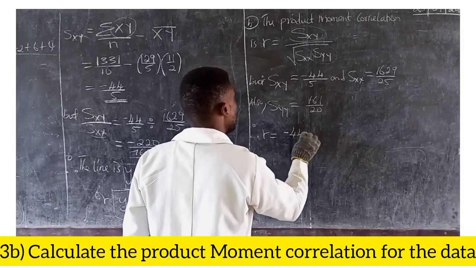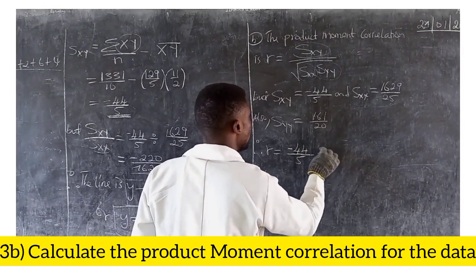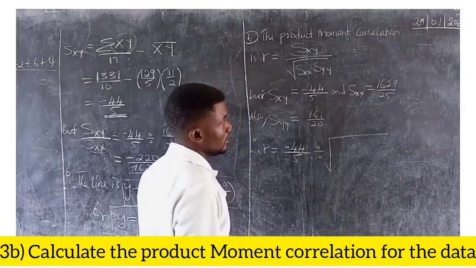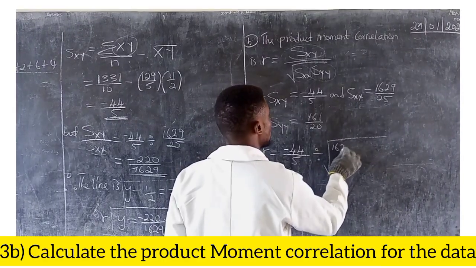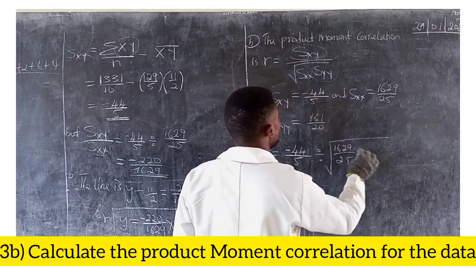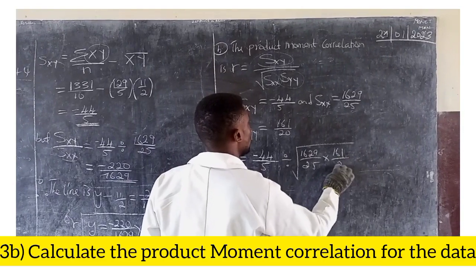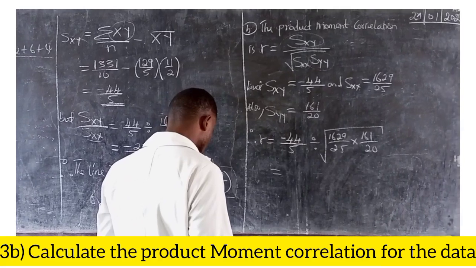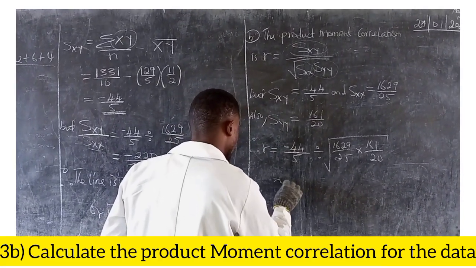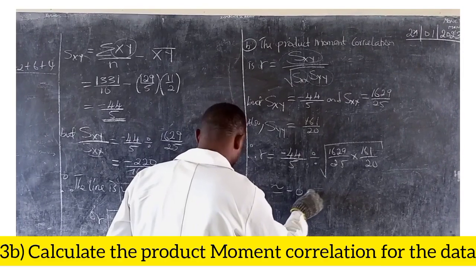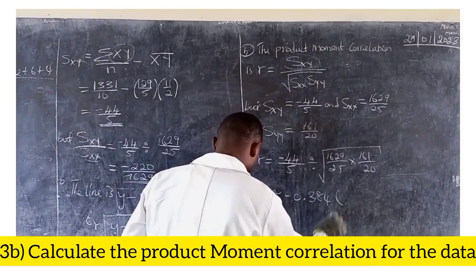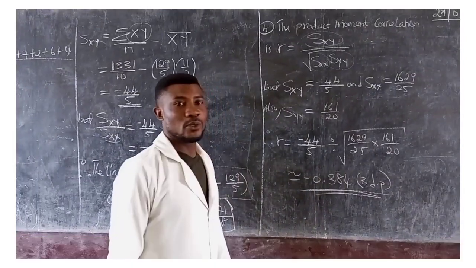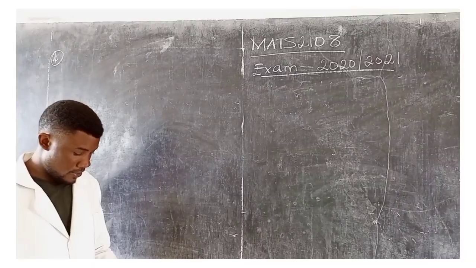Now applying the formula, r is equal to negative 4 on 5 divided by the square root of 1629 on 25 times 161 on 20. If we simplify it correctly, we get approximately -0.384 to 3 decimal places, which also completes the solution for question number 3. Question number 4a.